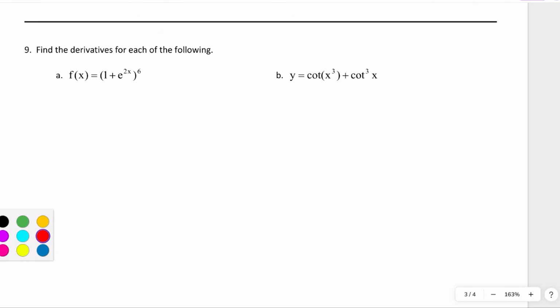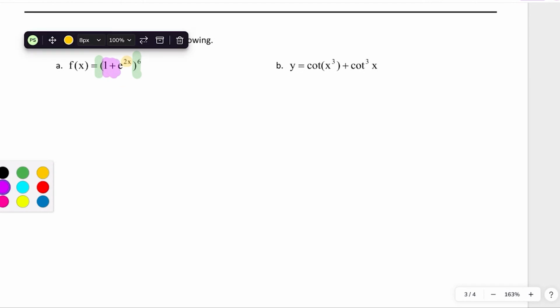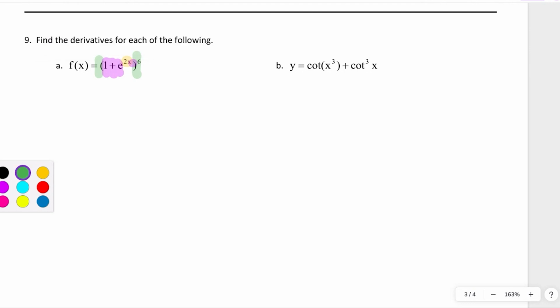Let's see here. Find the derivatives for each of the following. The outside function for 9a is something to the 6th power. The inside function is 1 plus e to the 2. Whoa. Actually, the inside function is just the 2x. This one we have a middle function. Our middle function is 1 plus e to the x. Okay, so to get this derivative, we're going to have to use the chain rule, of course.